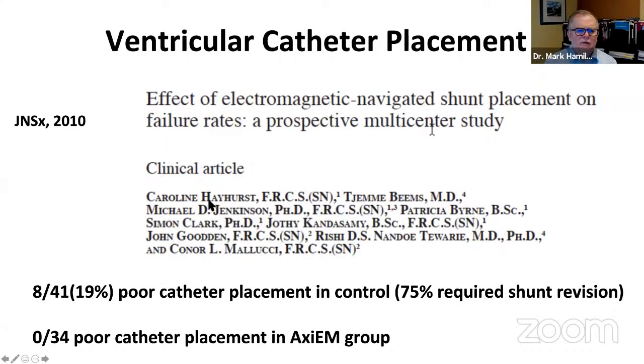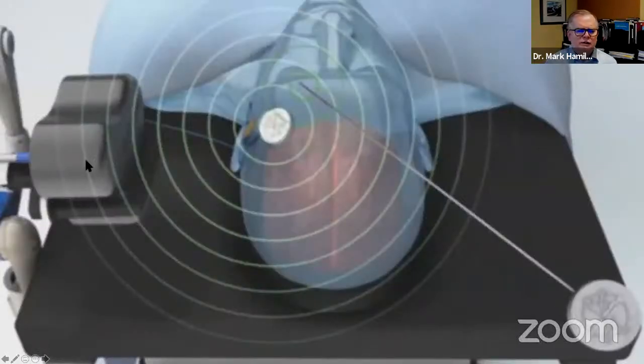This is a study from Carolyn Hayhurst in 2010. It was a randomized trial. She showed that if you're using image guidance, and I'll show you what this is in a minute, poor catheter placement occurred in 0% in the Axiom group. And if you really objectively look at it, 19% of the group using standard landmarks had poor placement, and three quarters of those 19% required shunt revision.